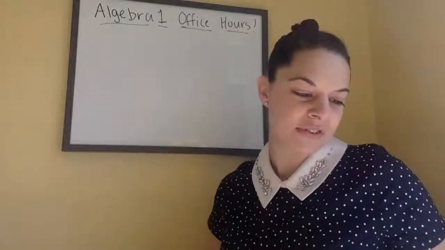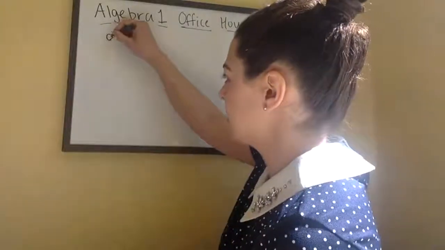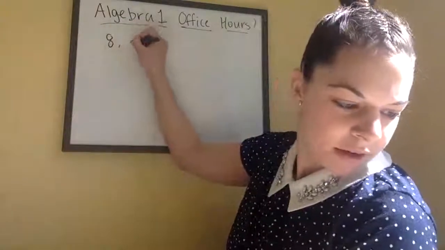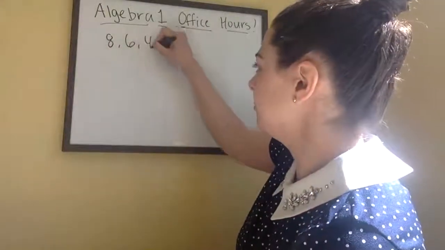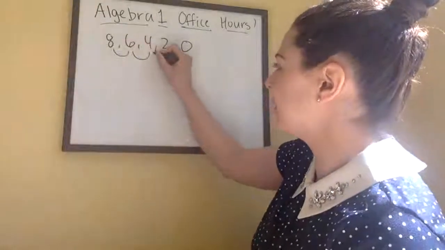One question that I've already gotten from some people was number 10 on packet number 2. It says the first 5 terms of a linear sequence are shown, and it gives you a list of numbers: 8, 6, 4, 2, 0.